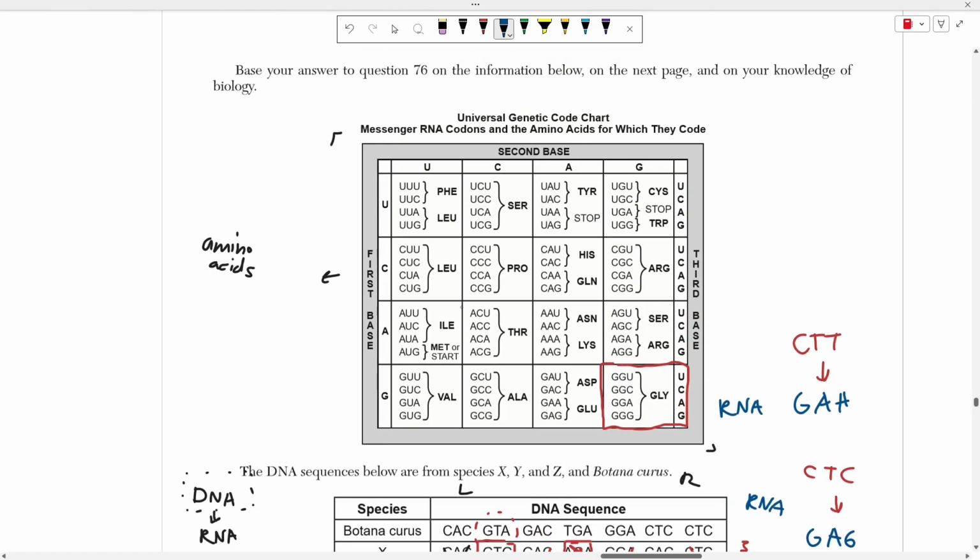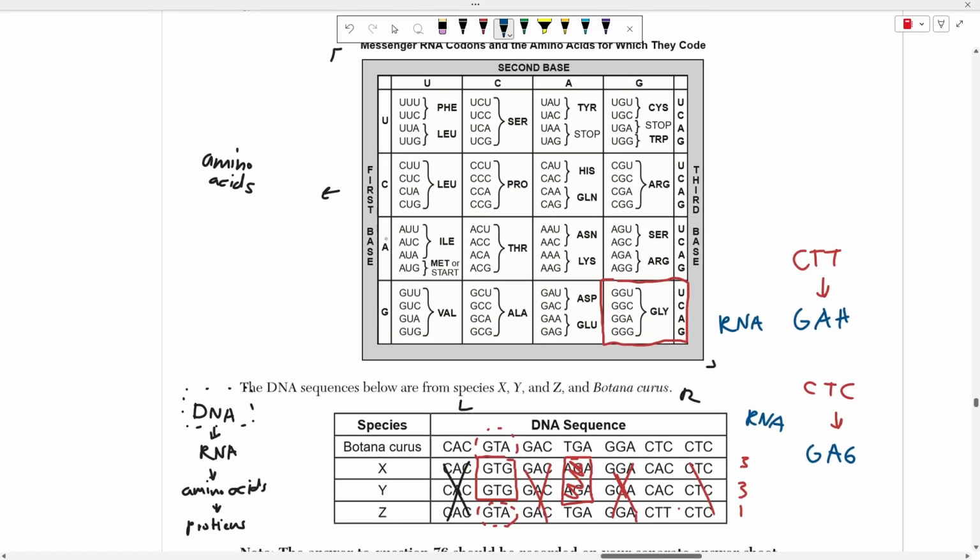Okay, so the way that you read this table is you look at the first base, which in both of these cases is G. Then you look at the second base, which is going to be A. So you go into the column that has A in it. So we're looking at this column. And the third base is going to be A. So we're looking at GAA, which corresponds to GLU. And GAG also corresponds to GLU.